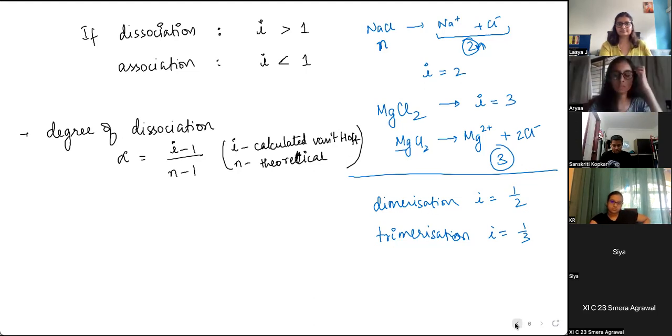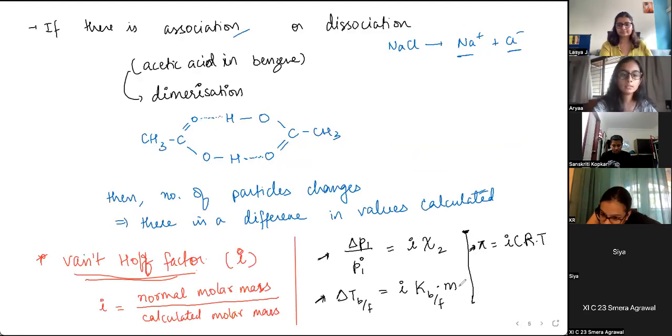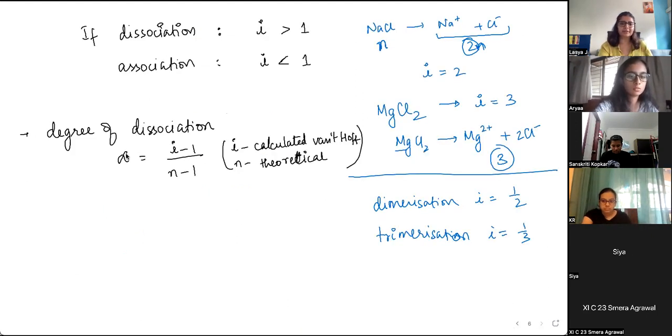Miss, but when we use I, like in CRT, that I is theoretical, right? Yeah. Theoretical, but if you know that it is not dissociating completely, then that I will be modified. So then you do 1 plus alpha and use that number.